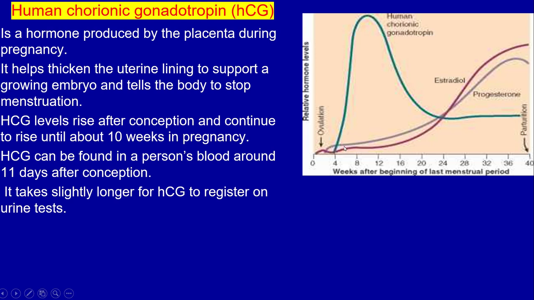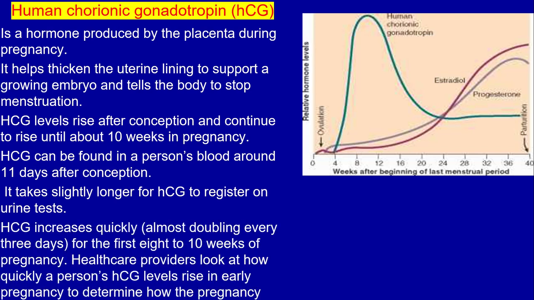It takes slightly longer for HCG to register on a urine test. So the time taken by this hormone to appear in the urine is longer than it takes to appear in the blood. So the urine test is a bit later than the test performed on the blood for pregnancy. HCG increases quickly, almost doubling every 3 days. After passing 3 days, the concentration of HCG doubles for the first 8 to 10 weeks of pregnancy.